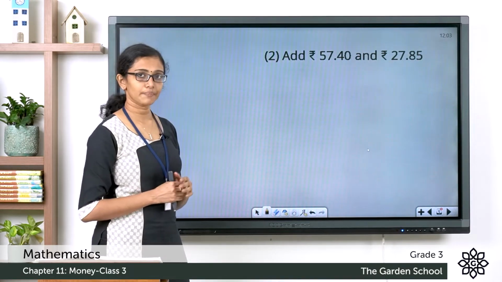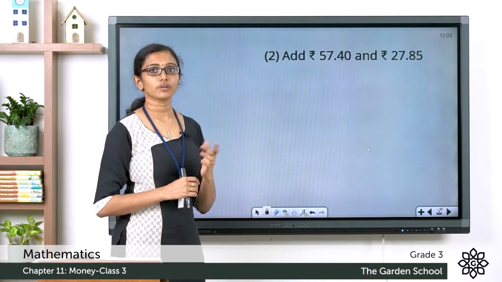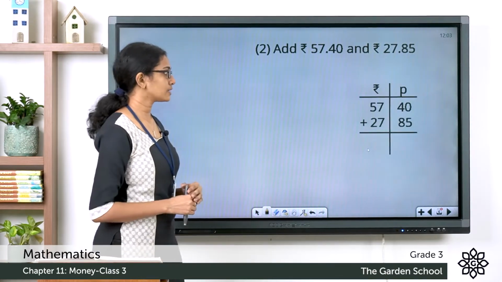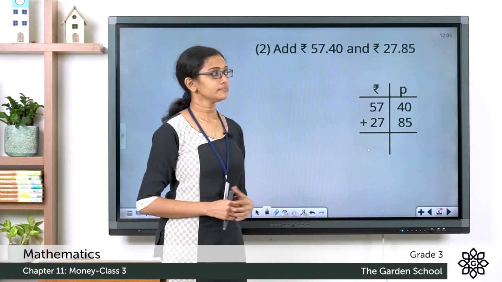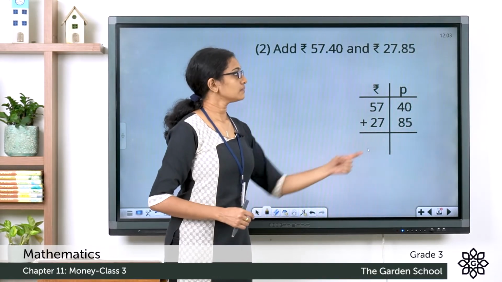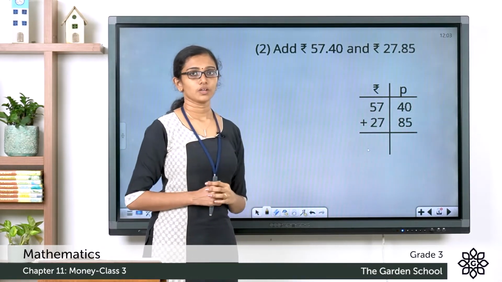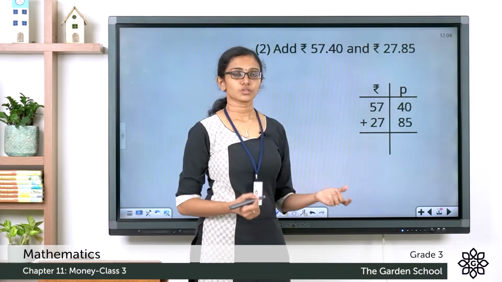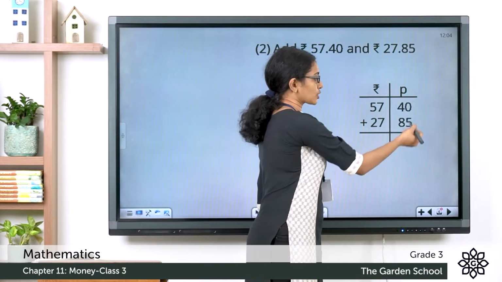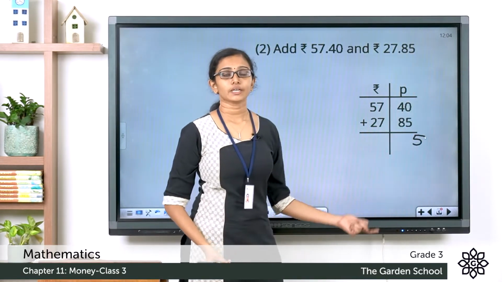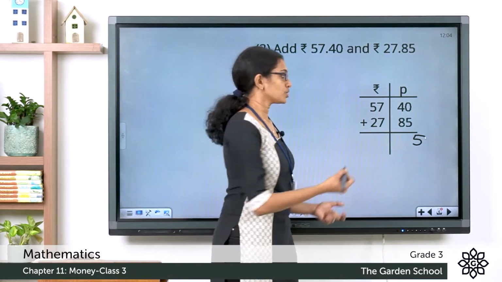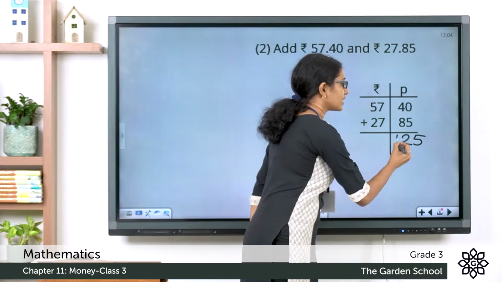As a first step, let's write the given amount in proper columns. Here we have written 57 in the rupee column, 40 in the paise column, 27 in the rupee column and 85 in the paise column. So let's start adding the paise. In the paise column we have 0 plus 5 which is equal to 5. Now 4 plus 8 is equal to 12.